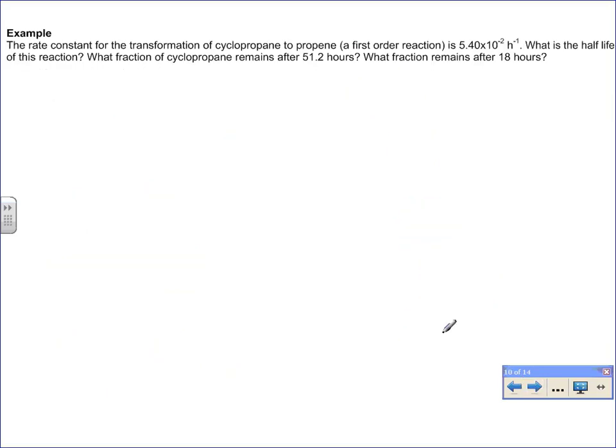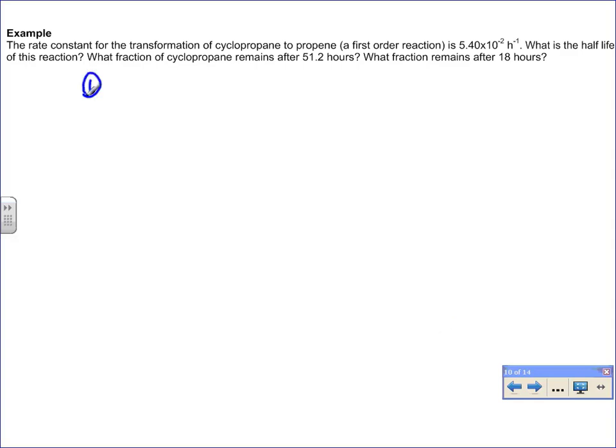In this example, it gives us that the rate constant for the transformation of cyclopropane to propene, a first order reaction, is 5.40 times 10 to the negative 2 hours to the negative 1. And it asks us for the half-life of this reaction. So we know it's first order.